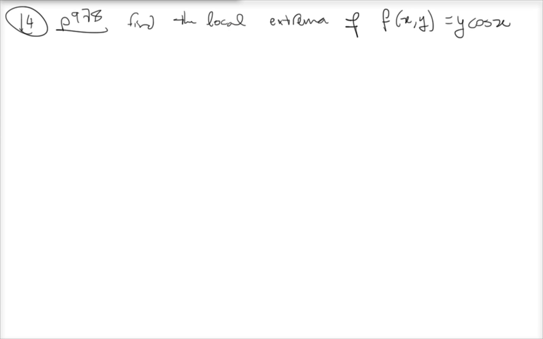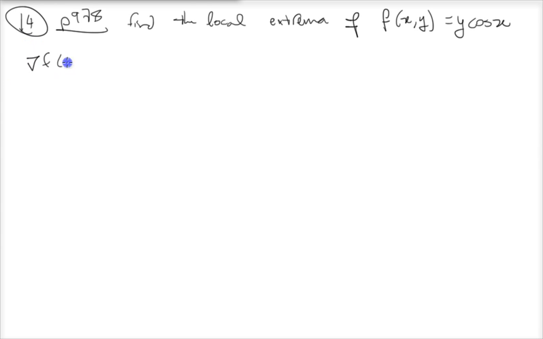So we're going to do number 14 on page 978 in your book, and the question asks us to find the local extrema of the function f of x, y is equal to y cosine x. So the first thing we need to do is find the critical points of this function. We do so by finding the gradient and setting it equal to 0.